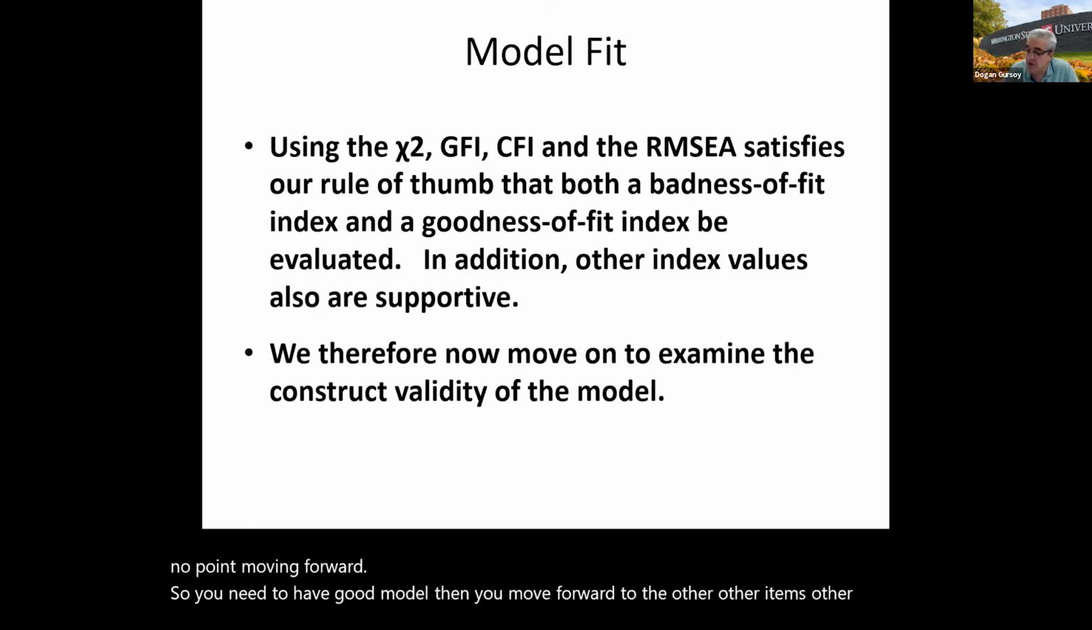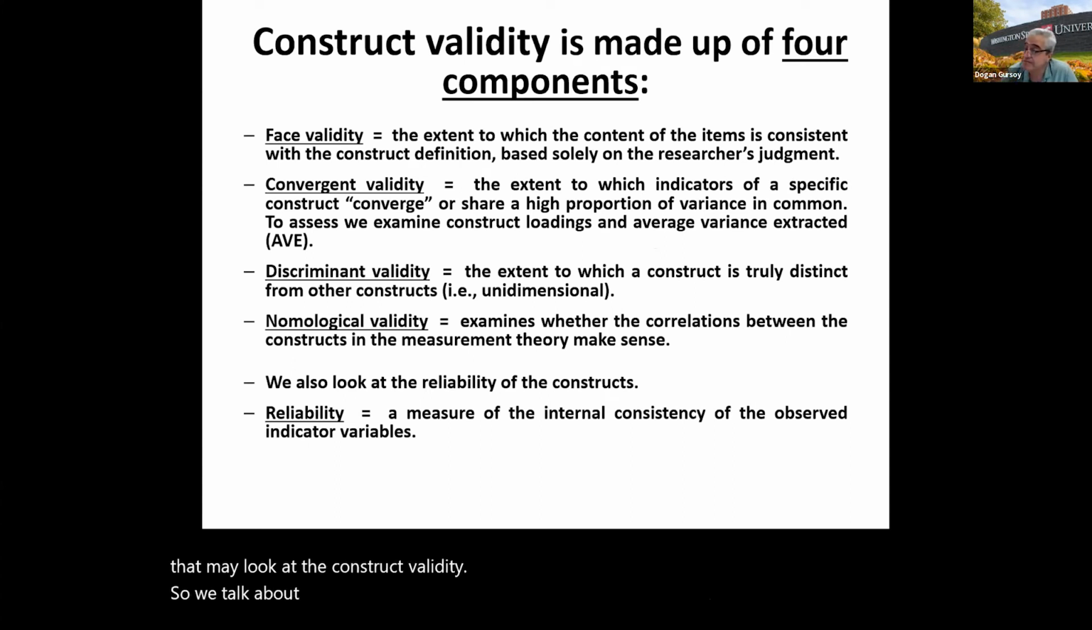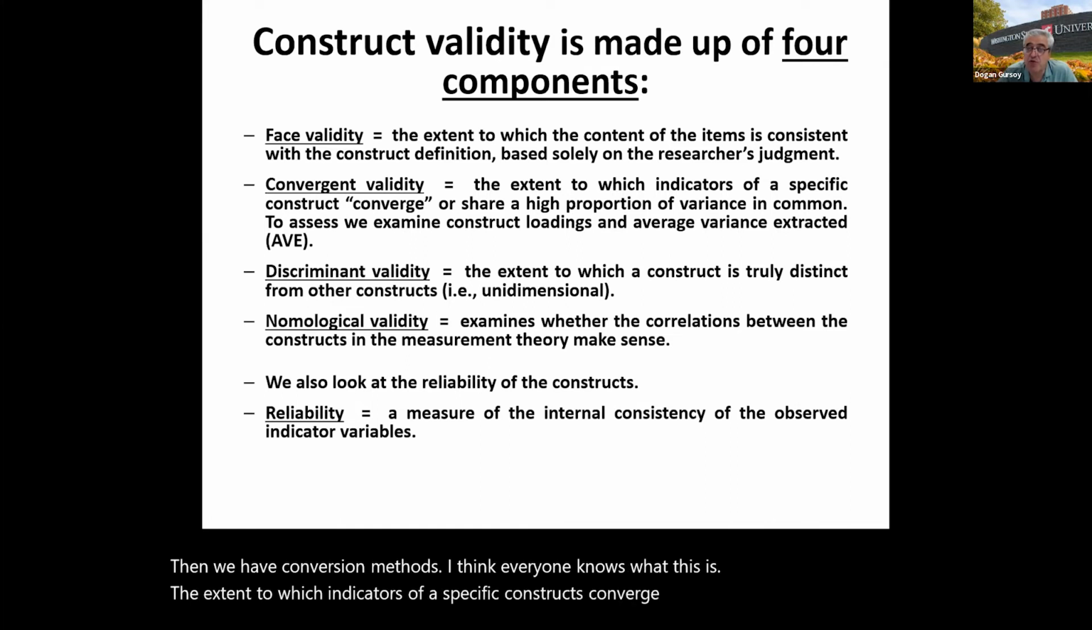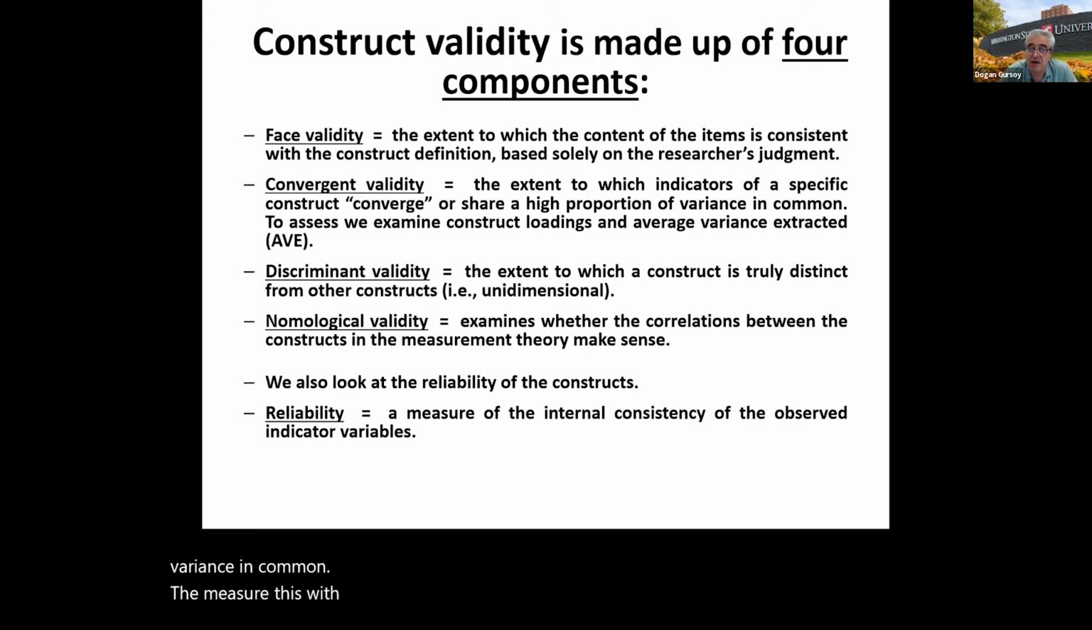Then we look at the construct validity. So we talk about the face validity, the extent to which the content of the items is consistent with the construct definition. Basically, it's a judgment thing. Then we have convergent validity. I think everyone knows what this is: the extent to which indicators of a specific construct converge or share a high proportion of variance in common. We measure this with AVE, average variance extracted.